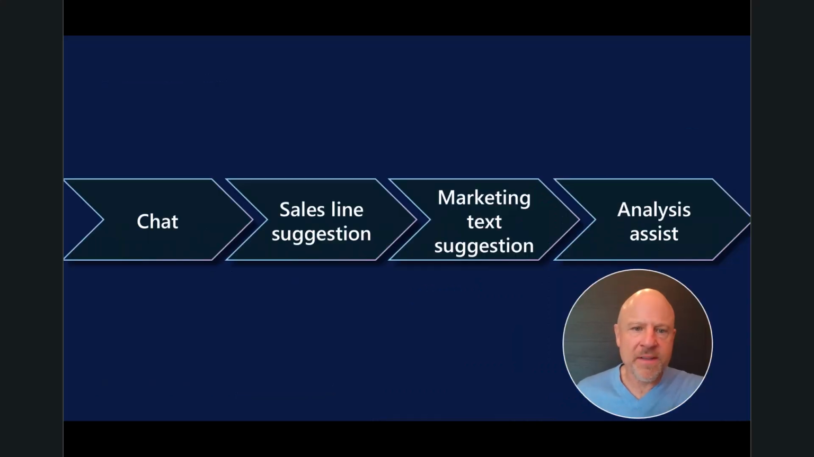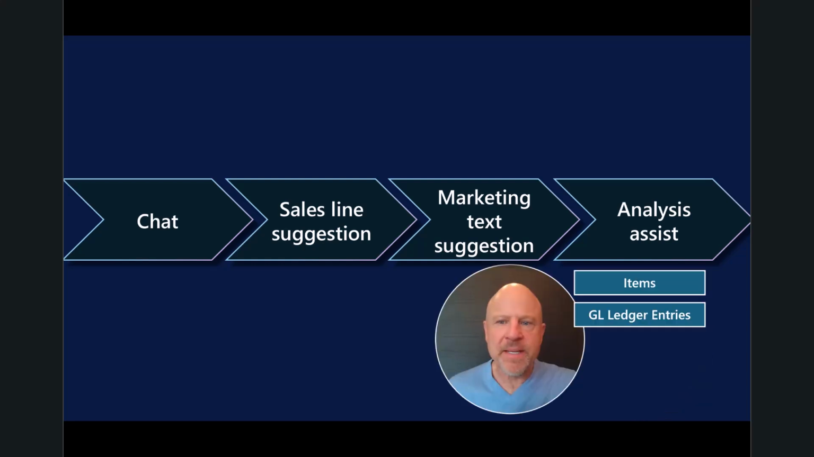Now, as I mentioned, this video is focused on Analysis Assist. I have several other videos available for you to go learn more about Copilot inside of Business Central. So let's begin with Analysis Assist. There are two scenarios that I'm going to present to you today. Number one, we'll be looking at items on a list page, and then something a little bit more lengthy, I'll say, and that's the general ledger entries page. So let's take a look.